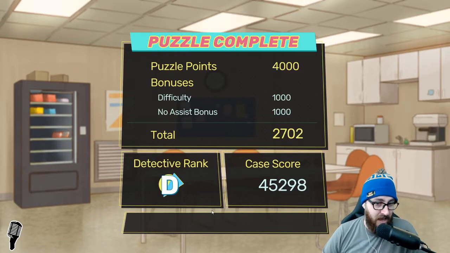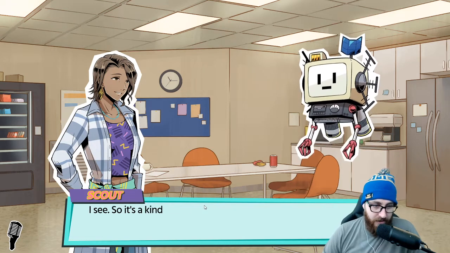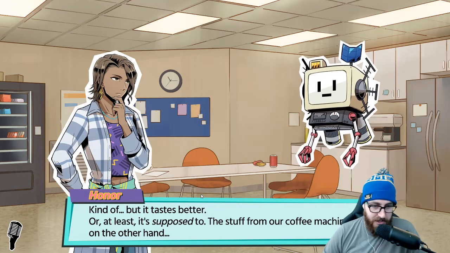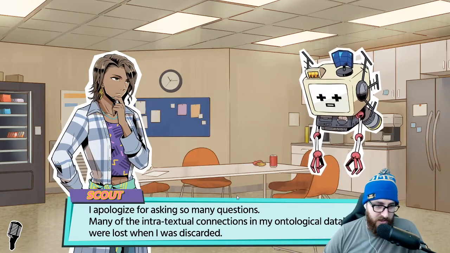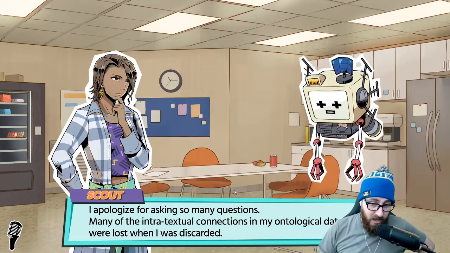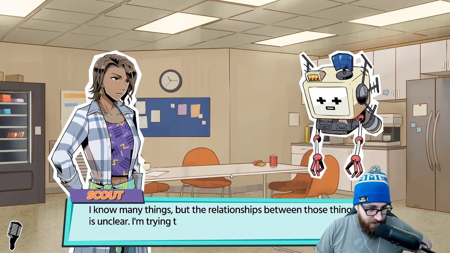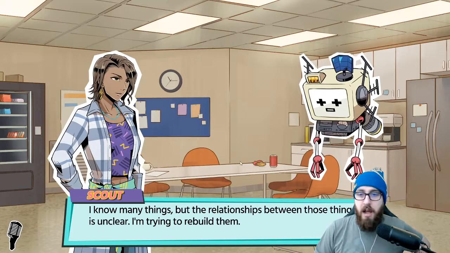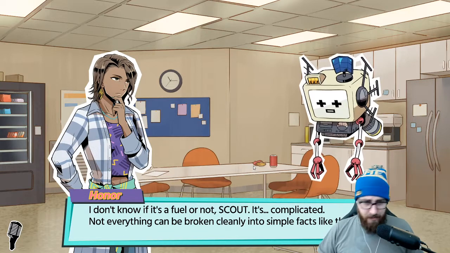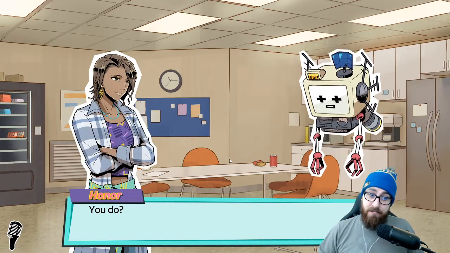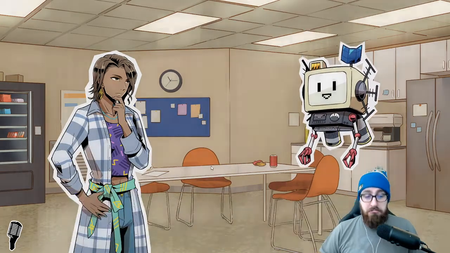Coffee pot. Not coffee. Coffee pot. What's this liquid? That's coffee. I don't know how I get through the day without it. It's kind of fuel. Kind of, but tastes better. At least it's supposed to. Stuff from our coffee machine on the other hand. Having difficulty understanding, is this coffee machine a fuel dispenser? I apologize for asking so many questions. Many of the intratextual connections in my ontological database were lost when I was discarded. You lost me at ontological. Isn't that something to do with insects? I know many things, but the relationships between those things is unclear. I'm trying to rebuild them. I don't know if it's a fuel or not, Scout. It's complicated. Not everything can be broken cleanly into simple facts like that. I see. You do? No. But my program tells you that's a good thing to say when faced with things I don't understand. I see.